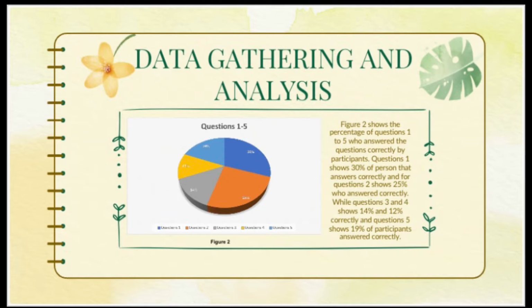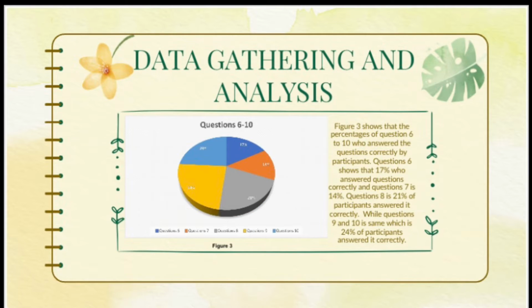Figure 2 shows the percentage of participants who answered questions 1 to 5 correctly. Question 1 shows 30% answered correctly, question 2 shows 25%, while questions 3 and 4 show 15% and 12%, and question 5 shows 19% of participants answered correctly.